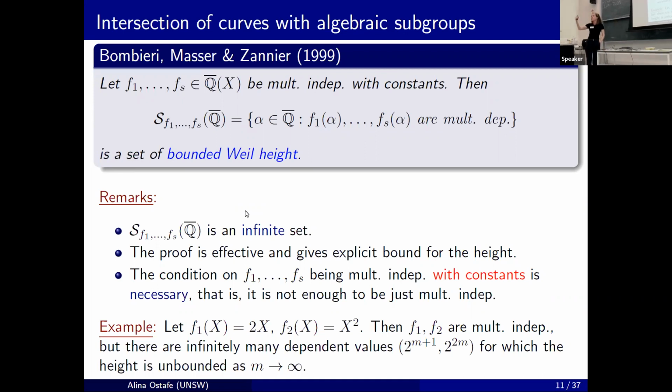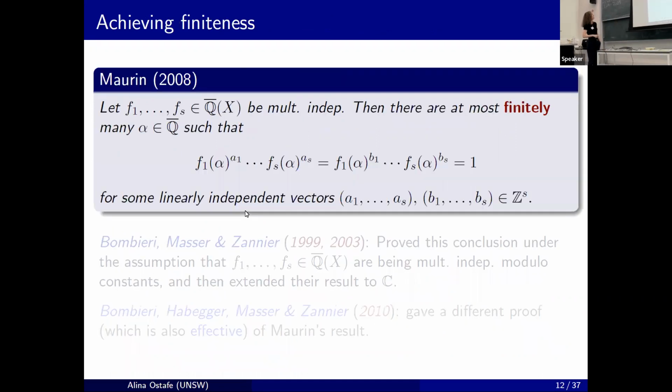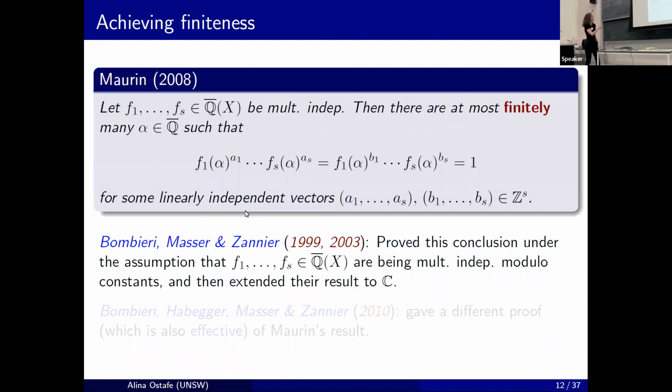So this is when the values satisfy one relation. What about two independent relations? So when we have two relations, then of course we expect finiteness, and this is what happens. And this was actually proved in the same paper in 1999 by Bombieri, Masser, and Zannier, but again under the condition that the functions are multiplicatively independent modulo constants. However, for these results, one does not need modulo constants. And this is what Maurin proved.